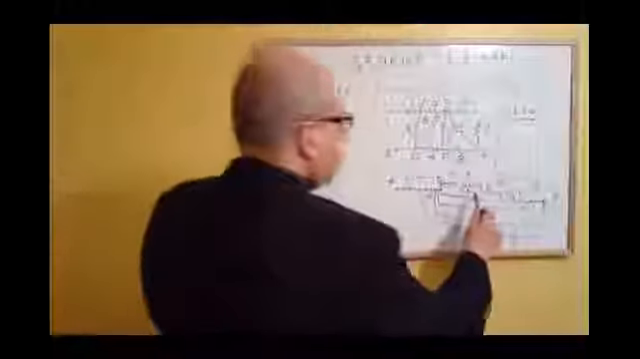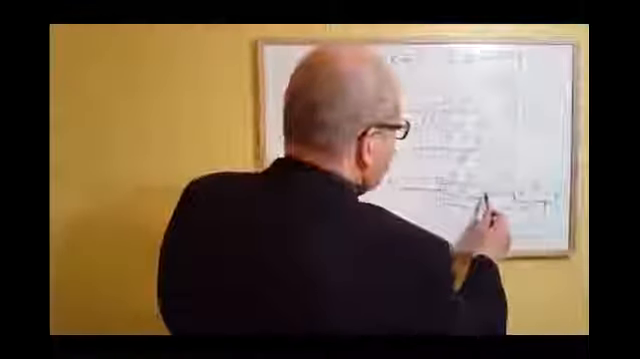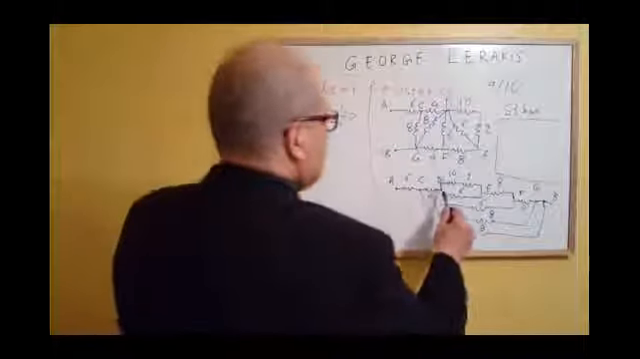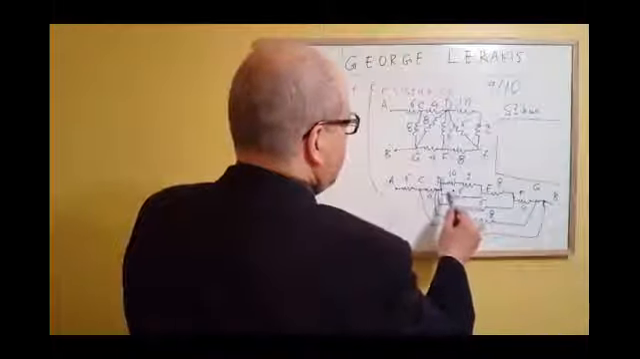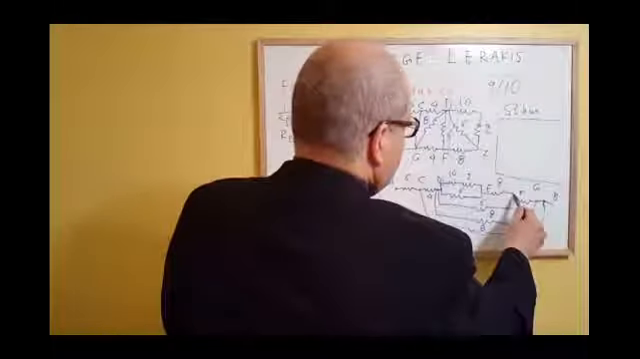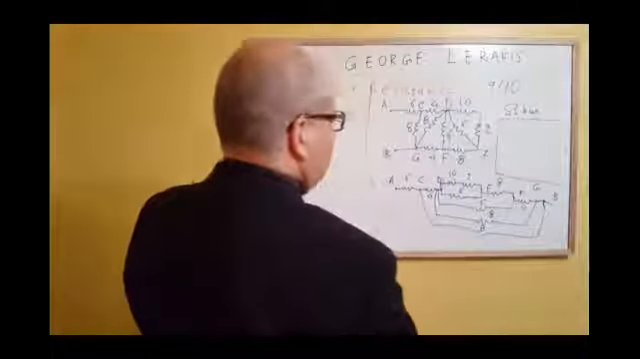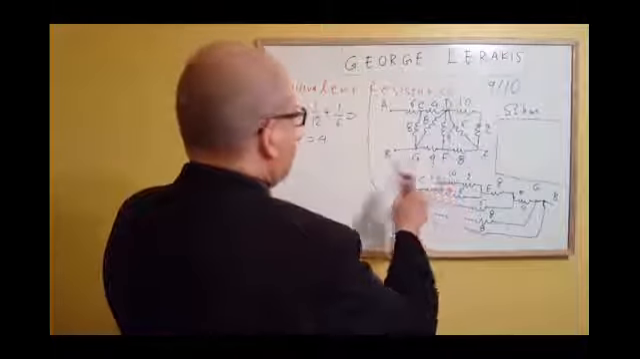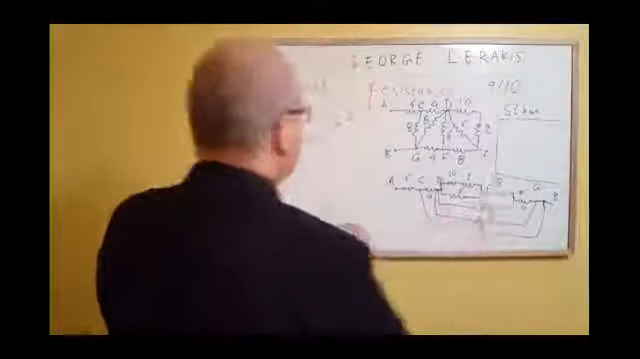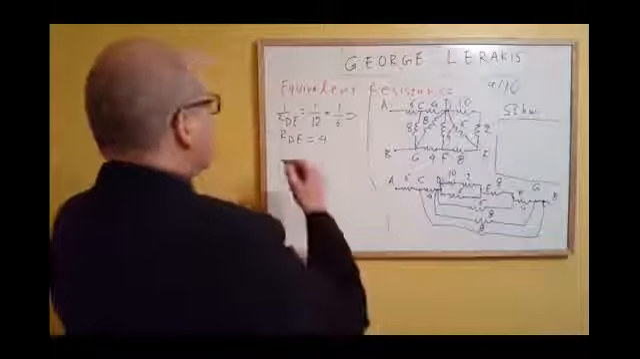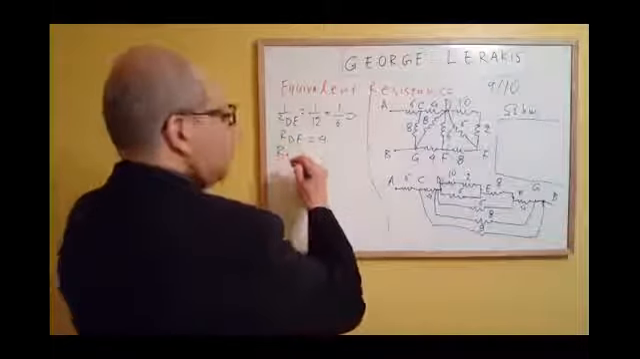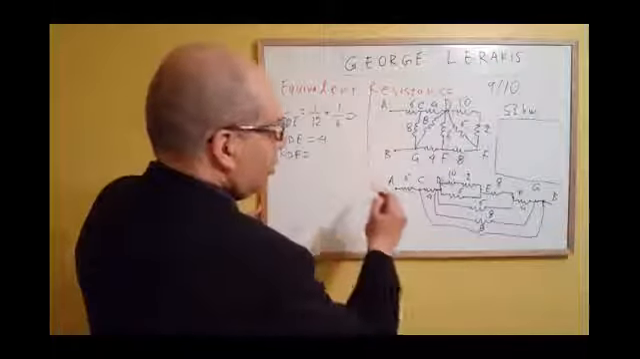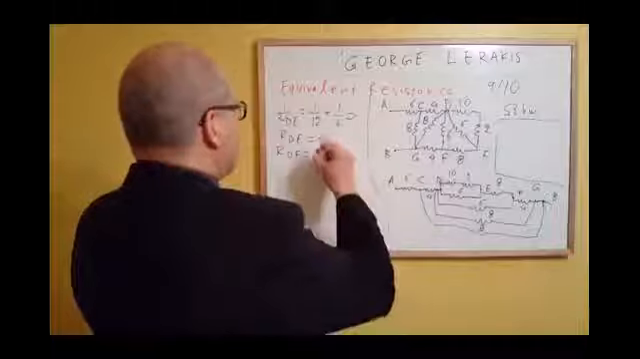Now, the 4 is connected in series with the 8. So that means that from D to this point here, F, the equivalent resistance is 4 plus 8, so that's 12. So RDF is equal to 4 plus 8, so that's 12.